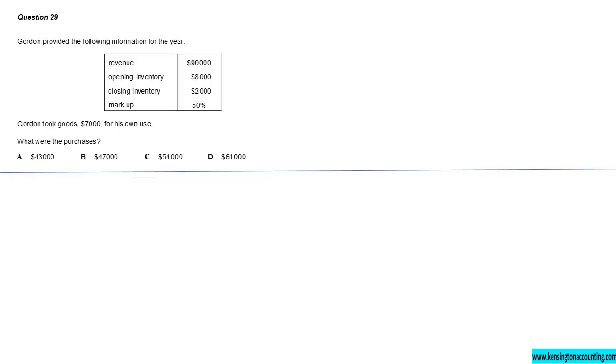Question 29 is about the trading section of the income statement, and it's also about ratios because we have the markup percentage. Now, looking at the question here, we have revenue, we have markup. Using these two pieces of information, we can calculate cost of sales. If we get cost of sales, we have opening inventory, closing inventory, and drawings of goods. Therefore, we can easily find the purchases.